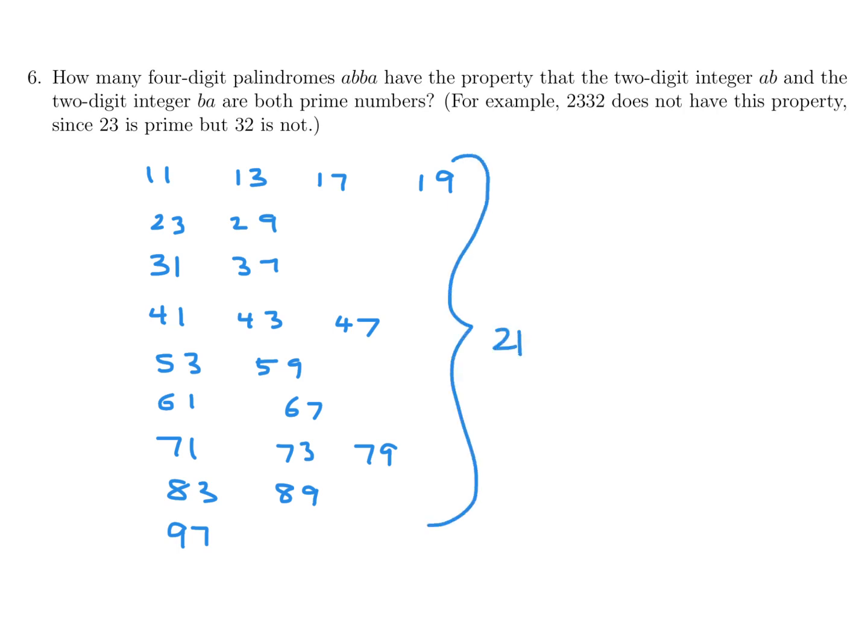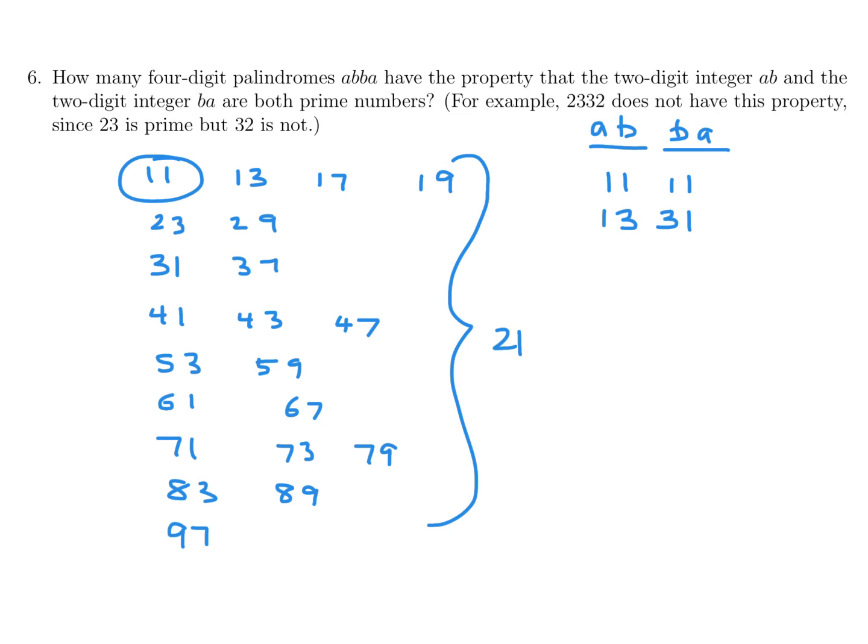21. Now we have to make palindromes. So we basically want a situation where we have a 2-digit number and then a 2-digit number, but it's of the form A, B, and then BA. Okay, let's see. Let's start with 11. Can we make one with 11? Yeah. So that's fine. 13, this would have to be 31. Is 31 a prime? It is.